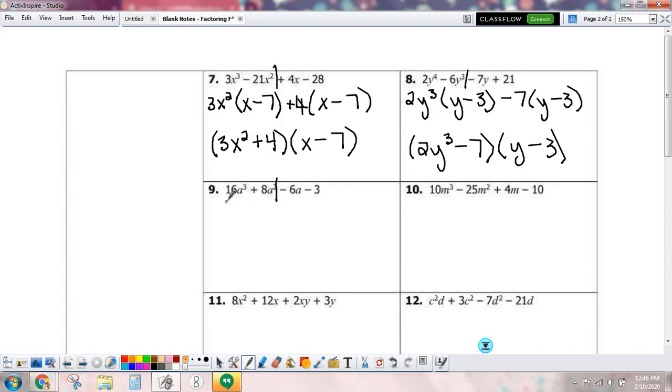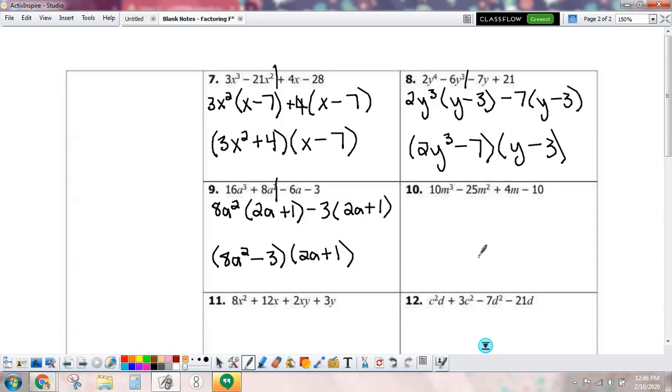Okay, so I have 16a to the third and 8a squared. So I'm left with 8a squared, and then times parentheses, when I divide that out, I'm left with 2a plus 1. So then for negative 6 and negative 3, my common factor is a negative 3. And that'll leave me with 2a plus 1. Then everything on the outside, everything on the inside.